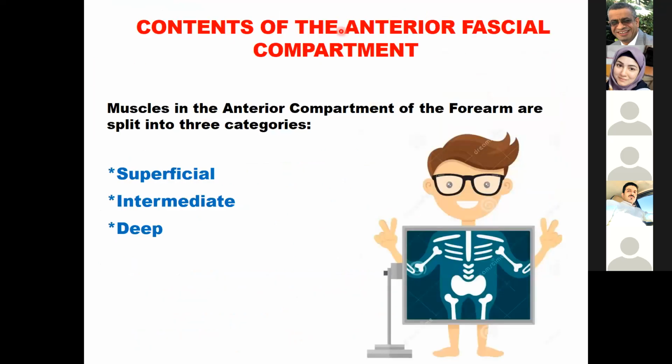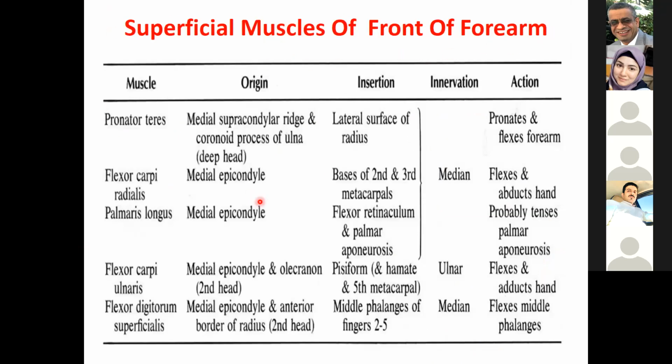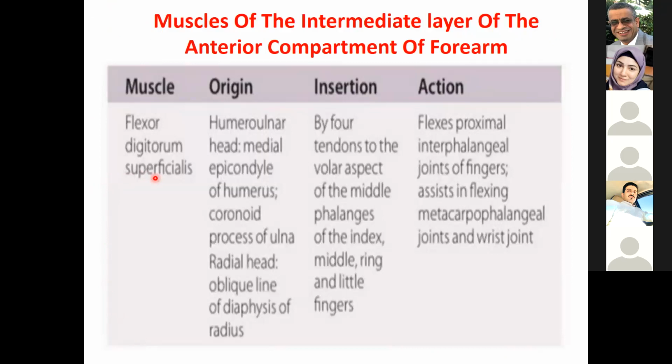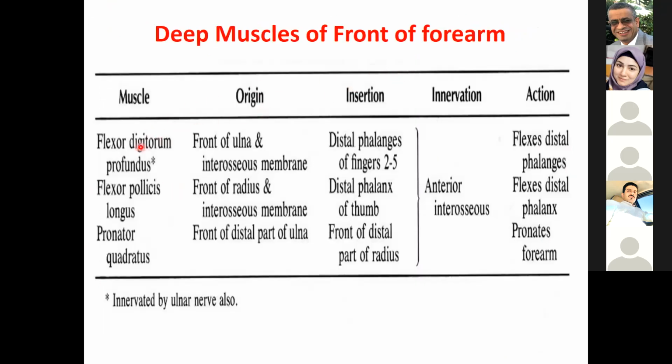The contents of the anterior fascial compartment. The muscles in the anterior compartment of the forearm are split into three categories: superficial, intermediate, and deep. Superficial muscles of the front of the forearm: pronator teres, flexor carpi radialis, palmaris longus, flexor carpi ulnaris. The intermediate part of the anterior compartment is the flexor digitorum superficialis. The deep muscles of the front of the forearm: flexor digitorum profundus, flexor pollicis longus, and pronator quadratus.